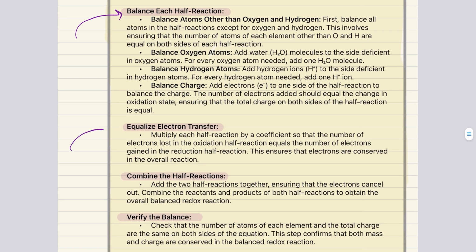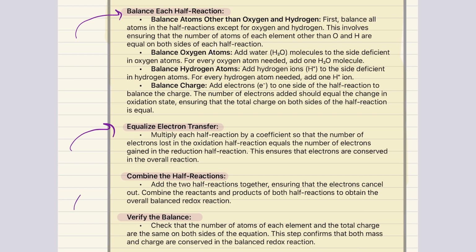The next step is to equalize electron transfer. Multiply each half reaction by a coefficient so that the number of electrons that is lost in the oxidation half reaction equals the number of electrons gained in the reduction half reaction. And again, this is going to ensure that electrons are conserved in the overall reaction.